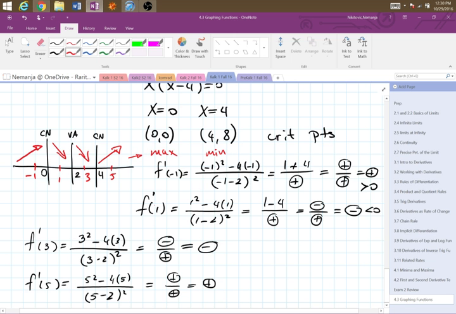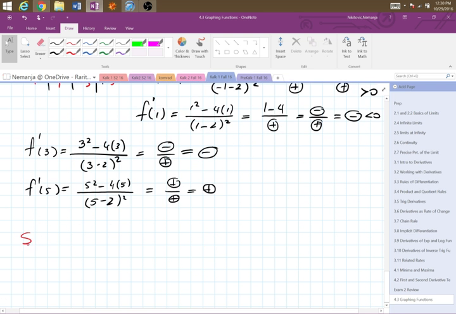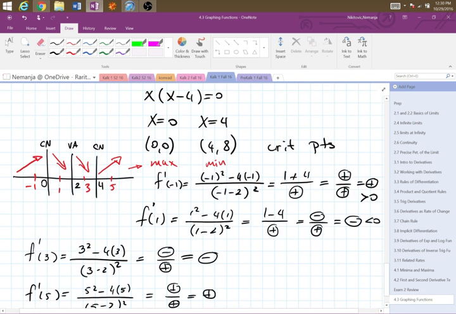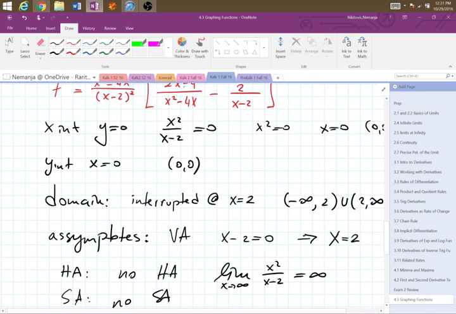I guess you're sensing how long this problem gets to be, right? We still have the second derivative test, and then we have to graph. Second derivative test. We take the second derivative and set it equal to 0.